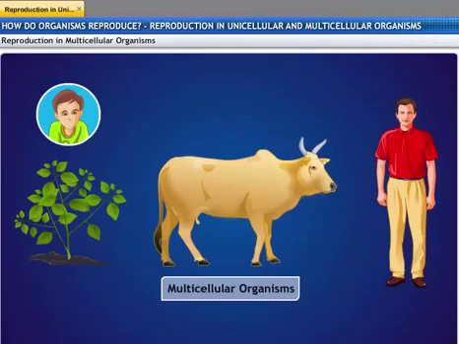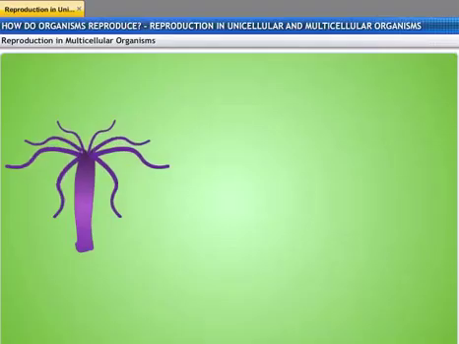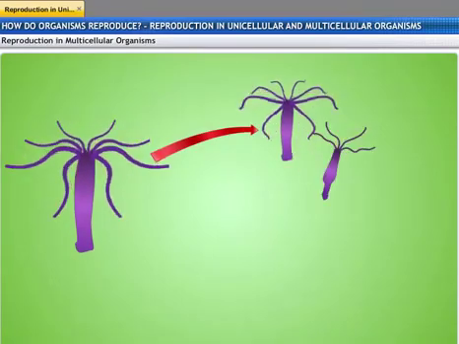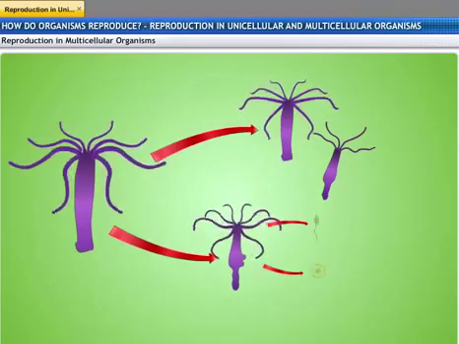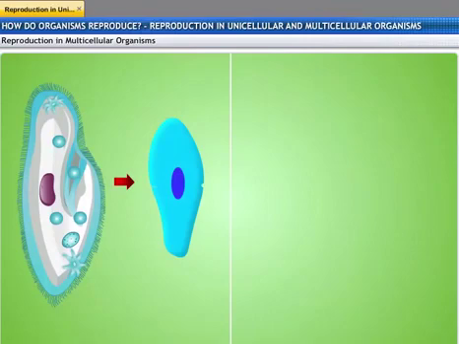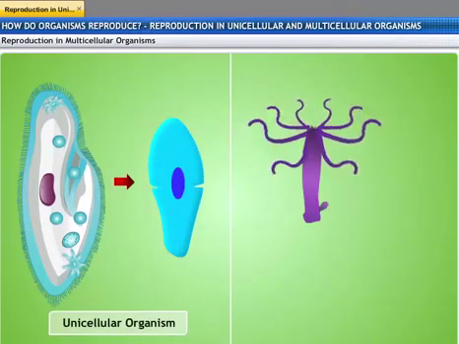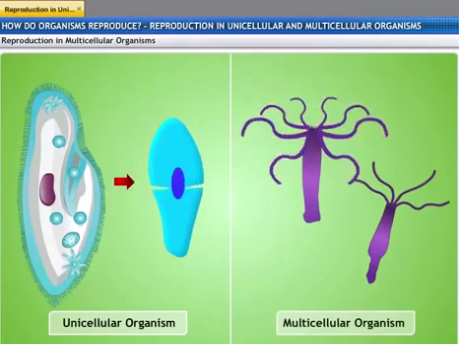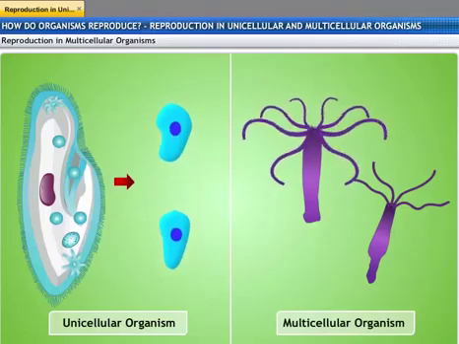And how about multicellular organisms? Do any of them reproduce like unicellular organisms do? Well, multicellular organisms can reproduce asexually as well as sexually. But to answer your question, some of the reproductive methods used by unicellular organisms do work with multicellular organisms that have relatively simple body organization.